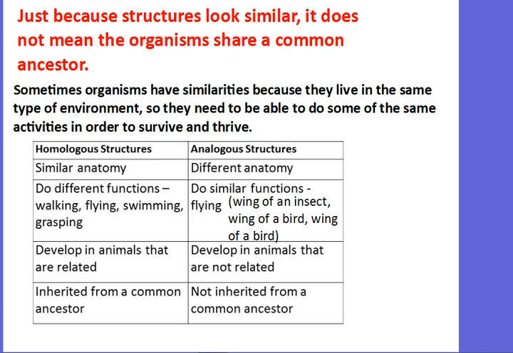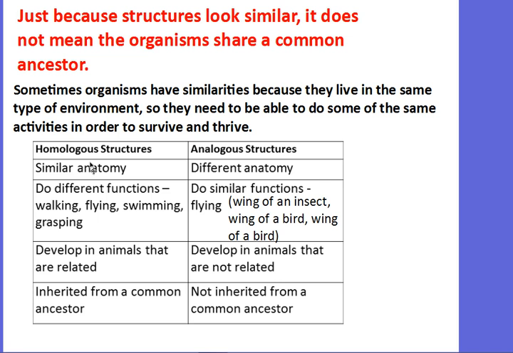When we're talking about homologous structures, just because two structures look similar, it does not mean that the organisms share a common ancestor. So you can't just go by that. Sometimes organisms have similarities because they live in the same type of environment, so they need to be able to do some of the same activities in order to survive and thrive. So just because two things have wings does not mean they have a common ancestor.